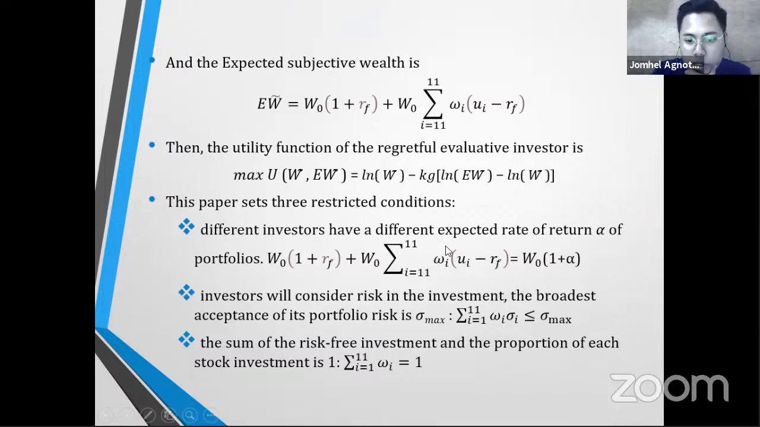So, this paper sets 3 restricted conditions for the utility function. Una is that yung ating different investors have a different expected rate of return, alpha, of portfolios. Next one is yung investors natin will consider risk in this investment. The broadest acceptance of its portfolio risk is sigma max. And then the sum of the risk-free investment and the proportion of each stock investment will be 1.